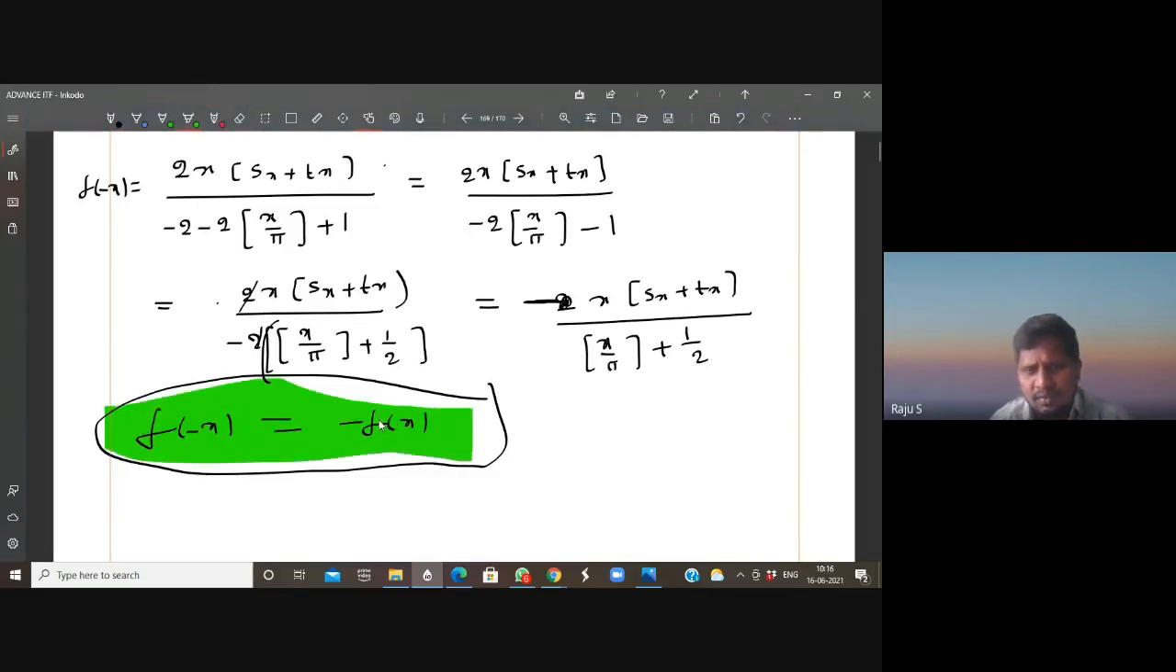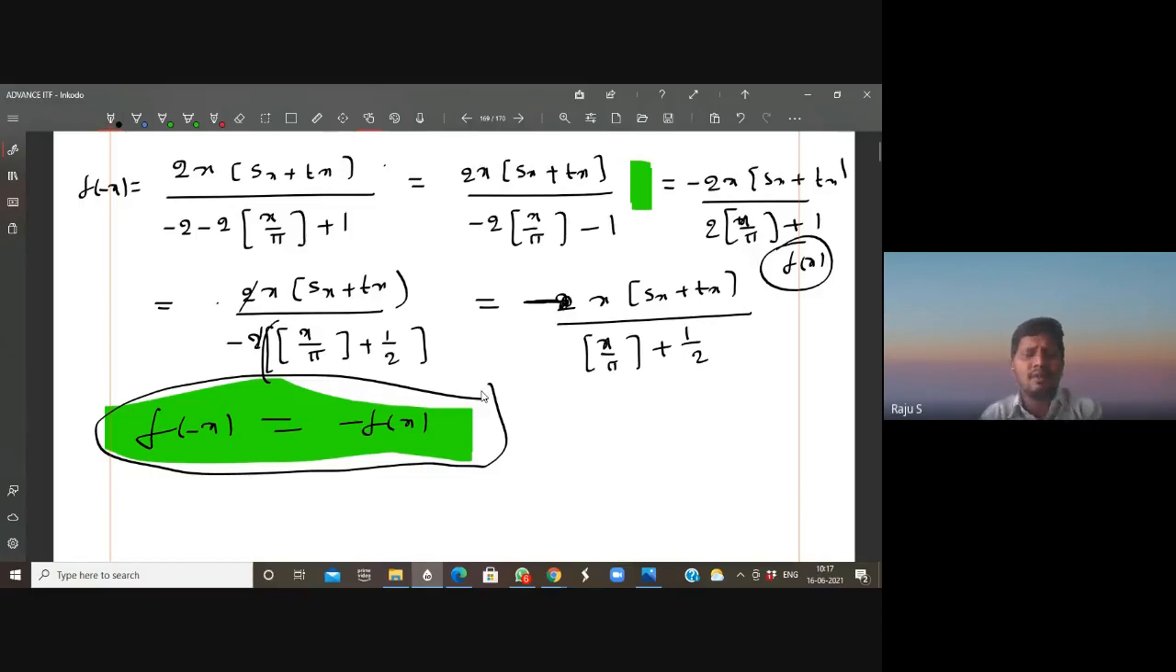What are the functions, friends? Even or odd? Odd. Odd function. No need to take common, no need to cancel also. Just simply here itself, we can write directly minus 2x sin x plus tan x all divided by just 2 times of x by pi plus 1. This is clearly f of x again. So f of minus x is equal to minus of f of x. So odd function. Next question.